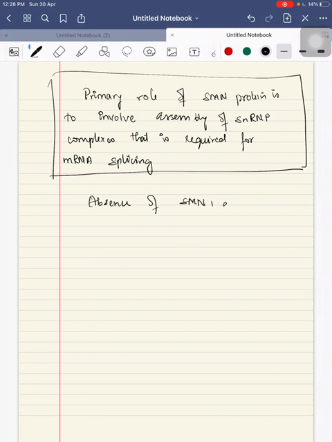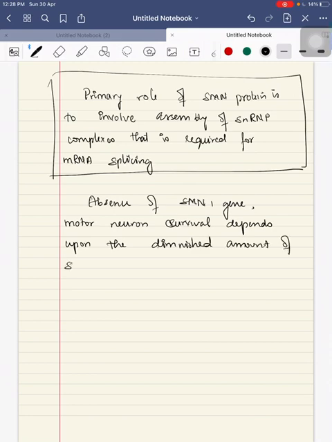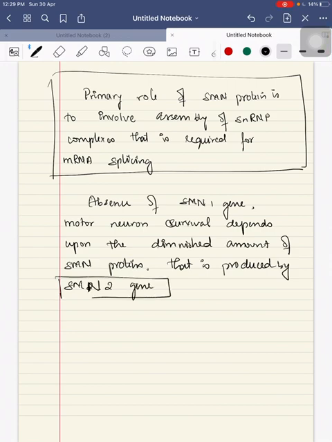So when there is an absence of the SMN1 gene, motor neuron survival depends upon the diminished amount of SMN protein that is produced by the SMN2 gene.